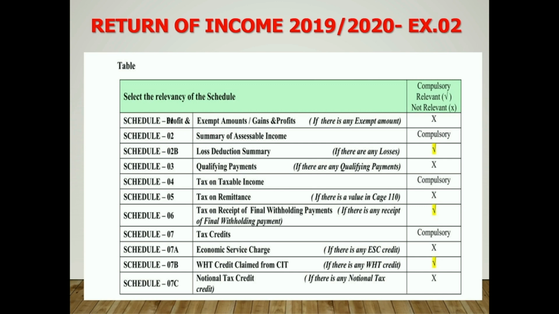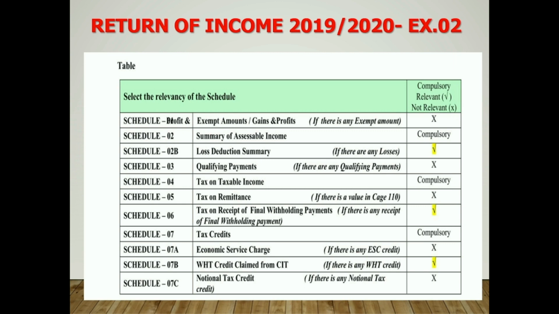We'll start the schedule from the table available at the beginning of the schedules. In this example, we don't have exempted amounts. We don't have qualifying payments, remittances, ESC, and notional tax credit. So I have put a cross in relevant cages and ignore those schedules.